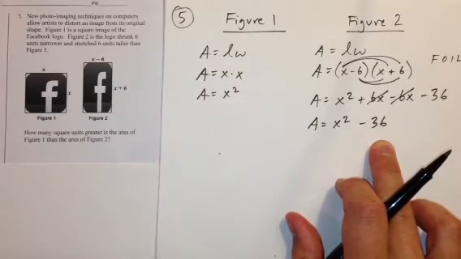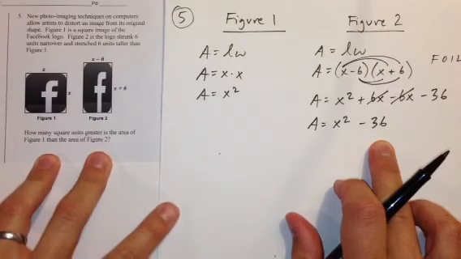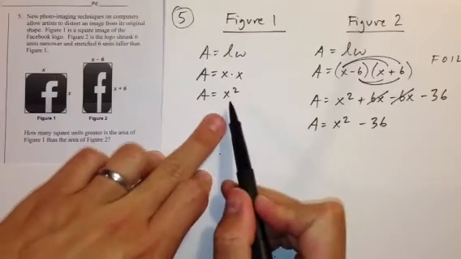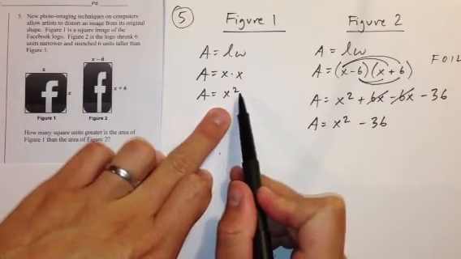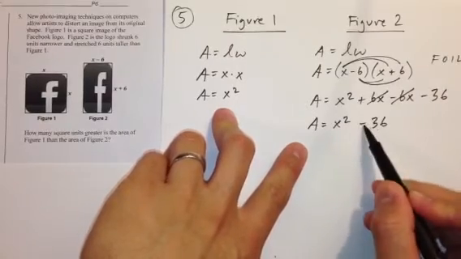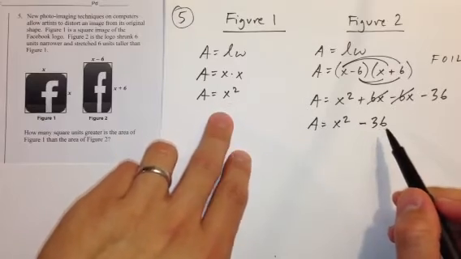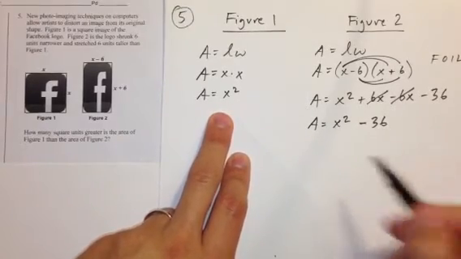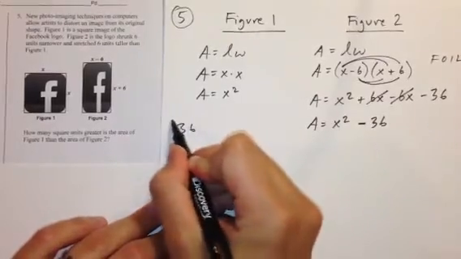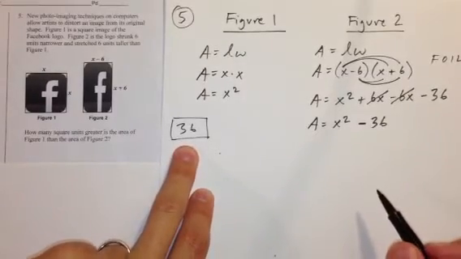So the question asks, how many square units greater is the area of Figure 1 than the area of Figure 2? So the area of Figure 1 is bigger, it's x squared. The area of Figure 2 is whatever that is, x squared minus 36 units. So the area of Figure 1 is bigger by how many units? By 36 units, by 36 square units. Our answer is 36 for this problem.